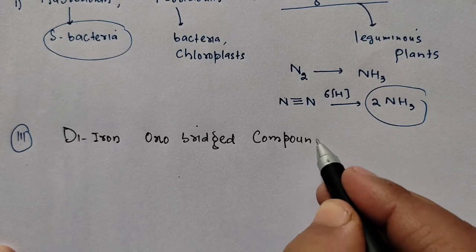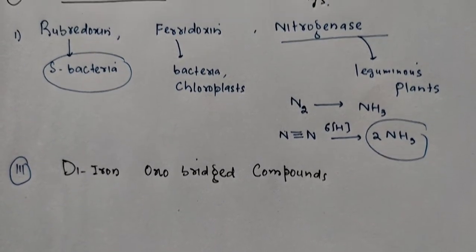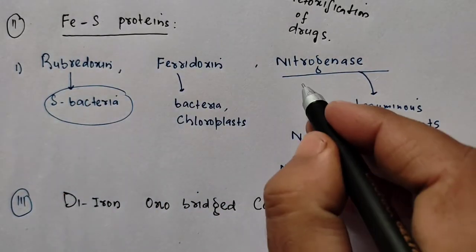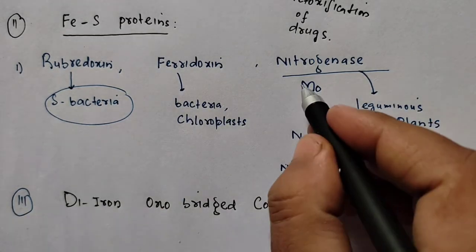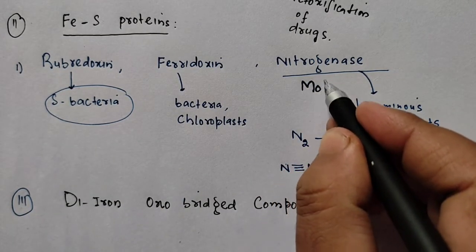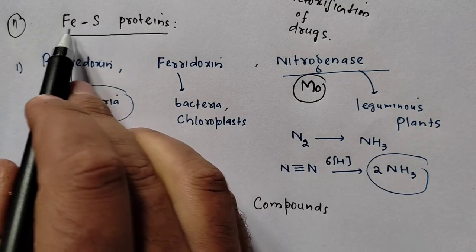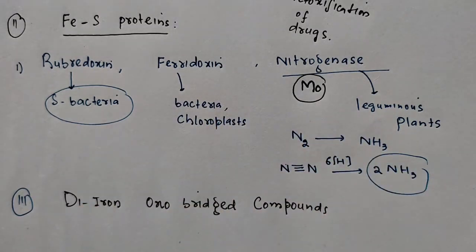One more point. The nitrogenase enzyme contains iron-sulfur proteins, but besides iron and sulfur it also contains molybdenum. Remember, this is very important. In addition to the iron and sulfur inside this compound, it also contains molybdenum. So this is very important.